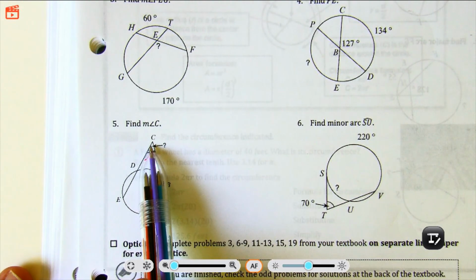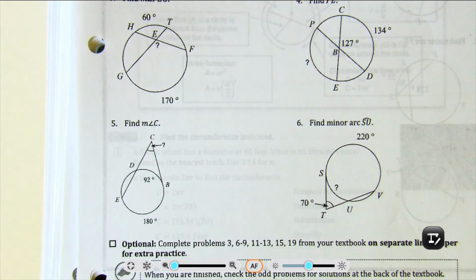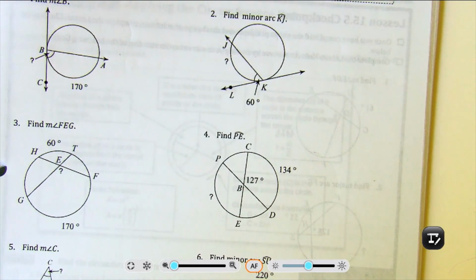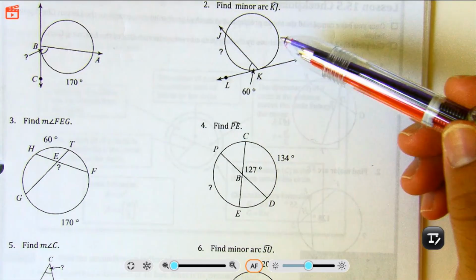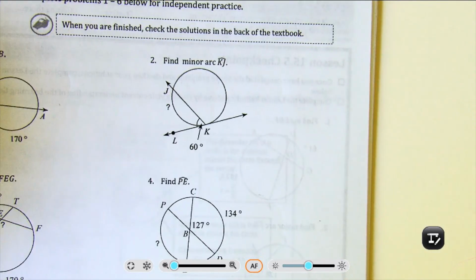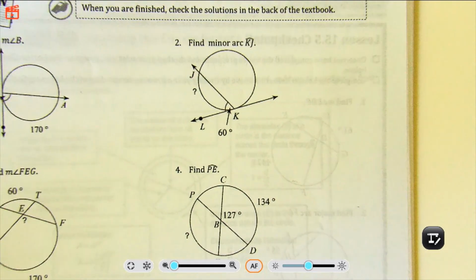So I think what I'm going to do is set them up for you guys so you know how to go about the problems, and I'm going to focus on problems 2, 4, and 6. I'm not going to solve them, but I am going to set them up for you. So starting with problem number 2, we want to find minor arc KJ. So we want to find this arc.